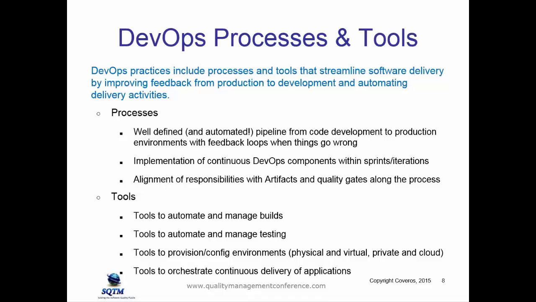Second is, as mentioned, you can't really do DevOps successfully unless you've integrated it into your sprints and your iterations in a continuous manner. And so how you do that and how it interacts with development and test that's done in your sprints is a critical process that you have to get right.